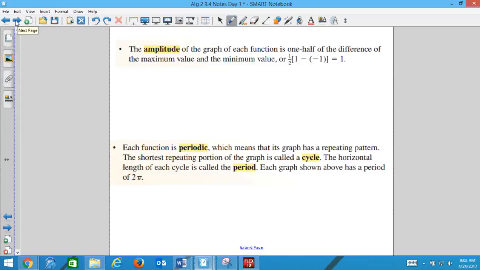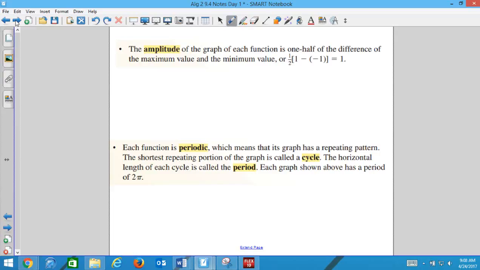So this is not written in there. If you want to write at the bottom of that page before, there might be one on the next page to put it into, but it's just the definitions. They are from the book. The amplitude of the graph of each function is half the difference of the maximum value and the minimum value. I don't like to think about amplitude as taking the whole distance and dividing it in half. I just like to say how far up and how far down from the midline. But that's what the amplitude is, how high and how low from the middle.